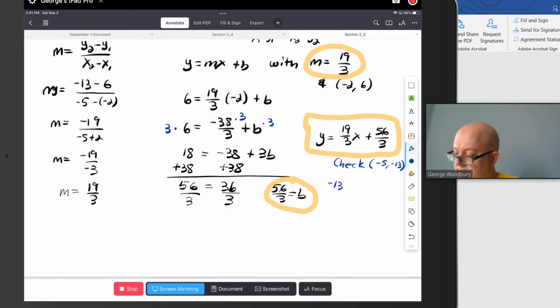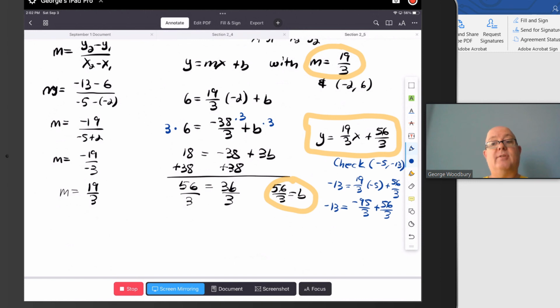So -13 equals 19/3 times -5 plus 56 over 3. 19 times 5 is 95, so -13 equals -95 over 3 plus 56 over 3. They have a common denominator on that right-hand side, so I combine the numerators, keep the denominator. Negative 95 plus 56 is negative 39, and negative 39 divided by 3 is negative 13, so that equation does work for the other point as well.